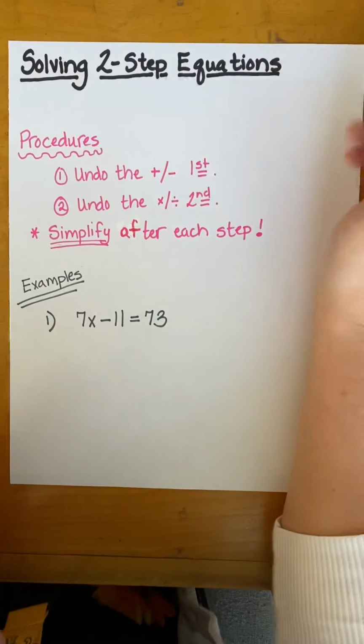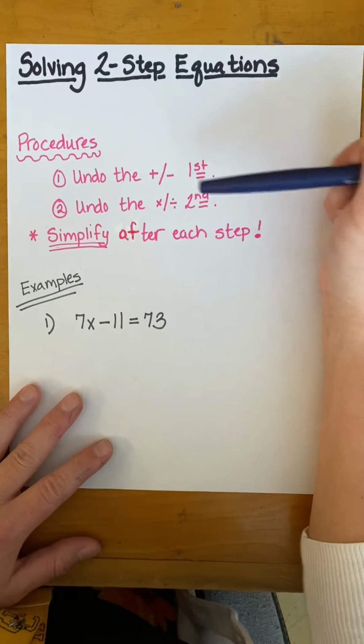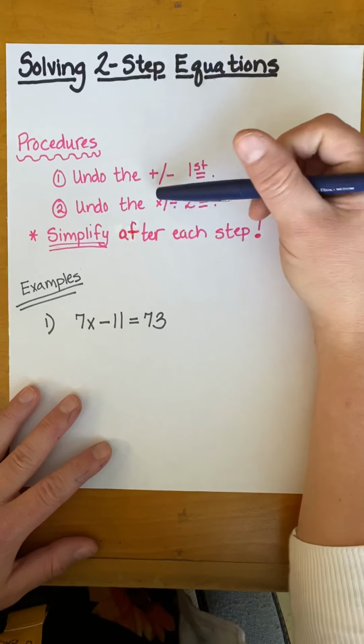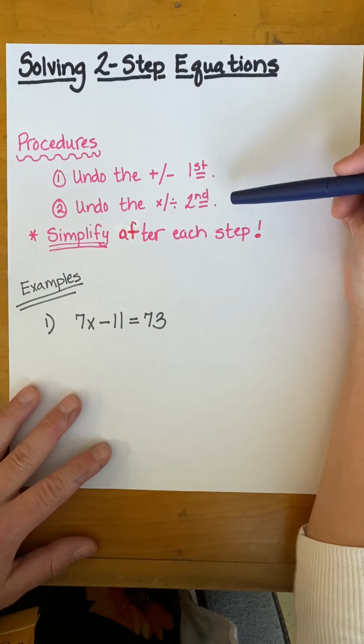There's only two steps to two-step equations, of course. The first thing you do is undo the addition and subtraction first. The second thing you do is undo the multiplication and division. And just be sure that you simplify after each step.